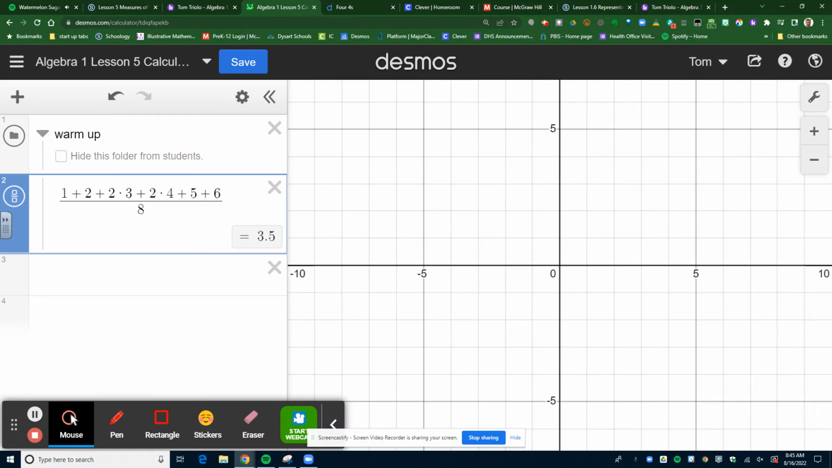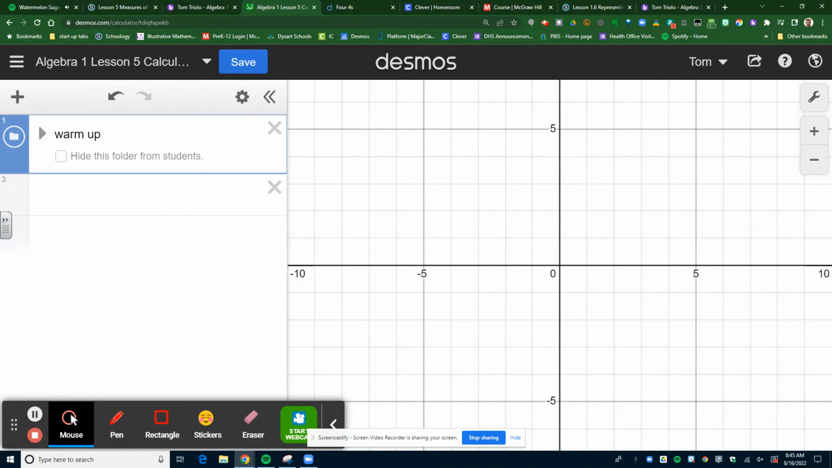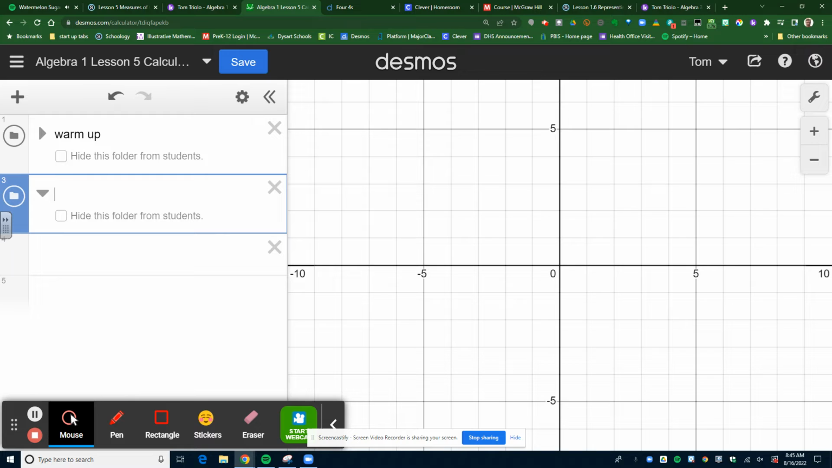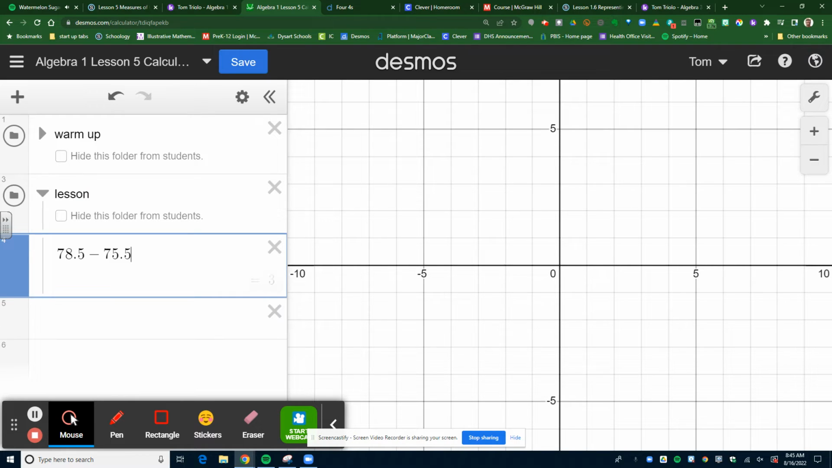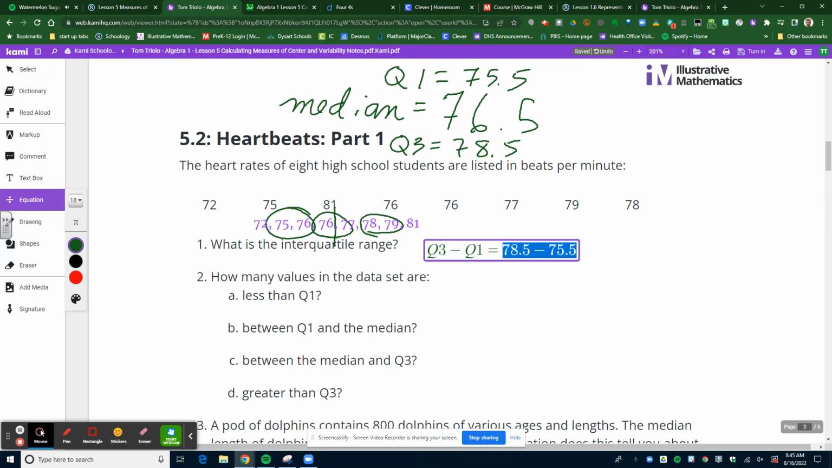Copy and paste into Desmos. I'm going to make a new folder. I'm going to call this lesson, and I'm going to put that in there. So the difference between Q1 and Q3 is the interquartile range. So that's just 3, which should make sense, especially for our resting heart rate.